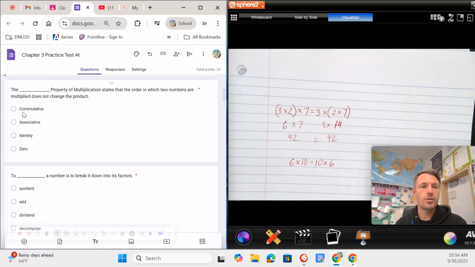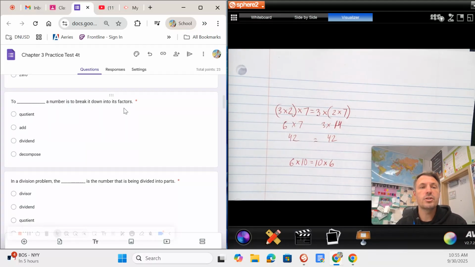Look at these. It's either the commutative, associative, identity, or zero property of multiplication. Choose which one you think is the correct answer in your mind. In fact, go ahead and say it out loud. If you said the commutative property of multiplication, you got it correct. That's the commutative property of multiplication. You can change the order in which numbers are multiplied, but it doesn't change the product.